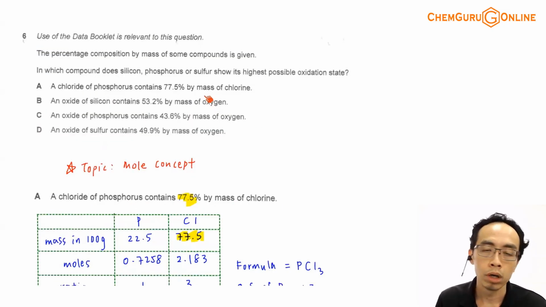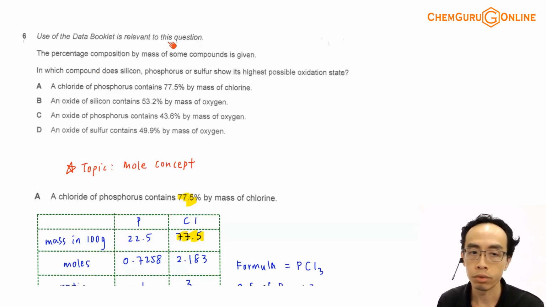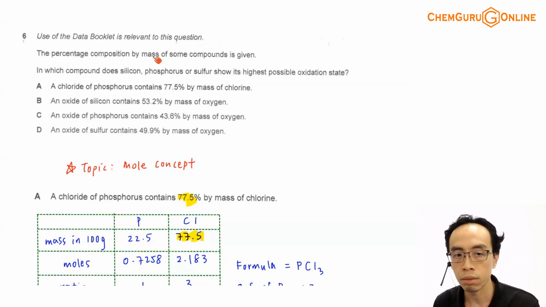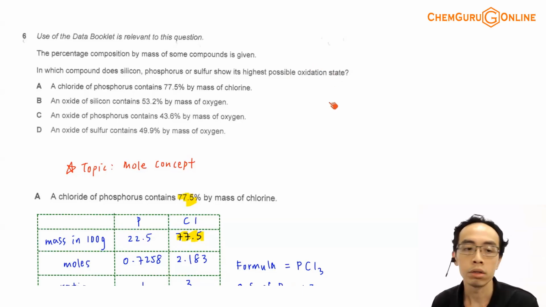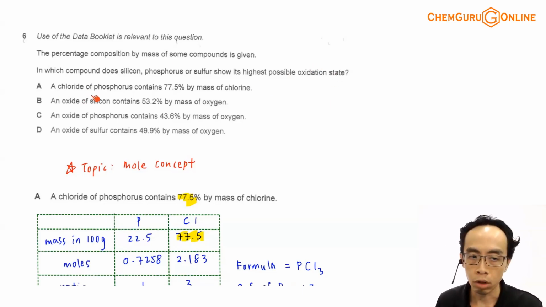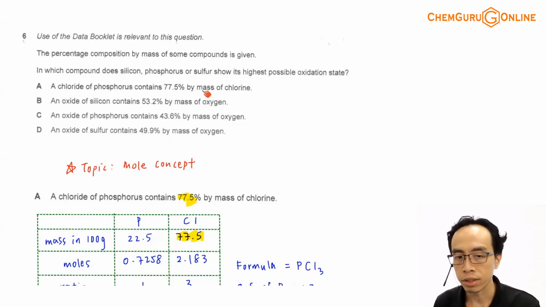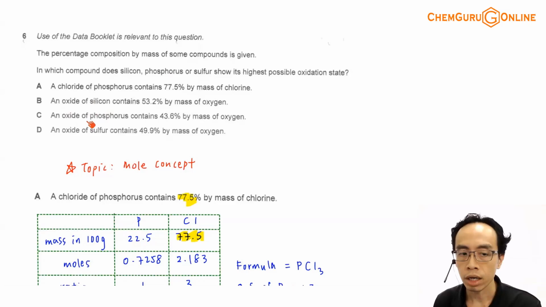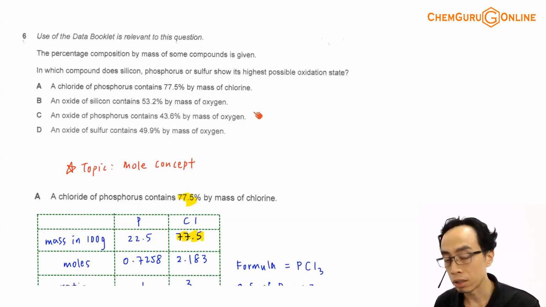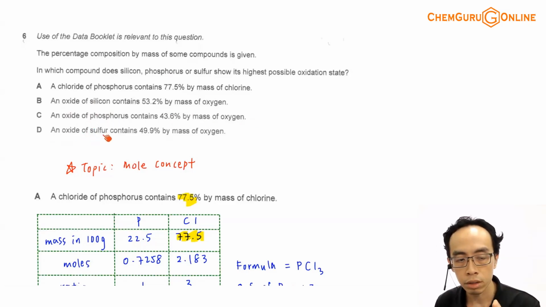Okay, next, let us move on to question 6. Use of the data booklet is relevant to this question. Percentage composition by mass of some compounds is given. In which compound does silicon, phosphorus, or sulfur show its highest possible oxidation state? So involving A, I have a chloride of phosphorus, 77.5% by mass of chlorine. B, I have oxide of silicon, 53.2% by mass of oxygen. C, your oxide of phosphorus, 43.6% by mass of oxygen. Then D, involving your sulfur oxide, 49.9% by mass of oxygen.